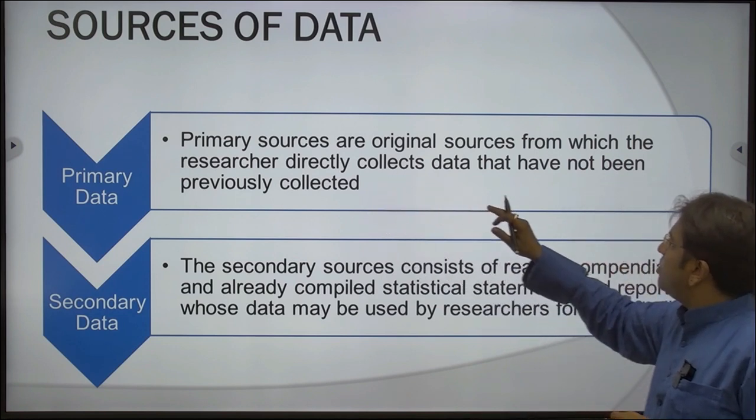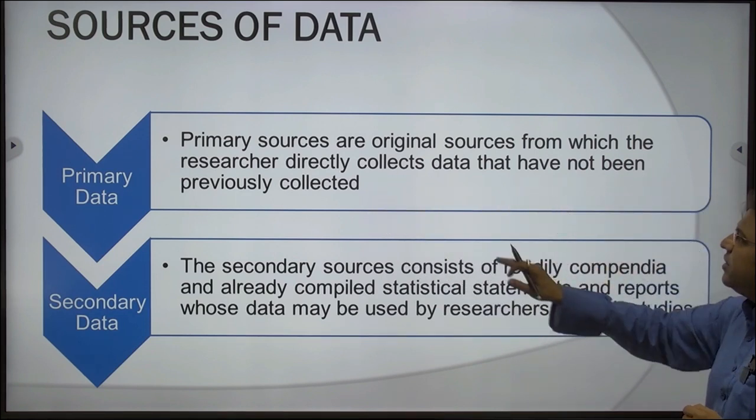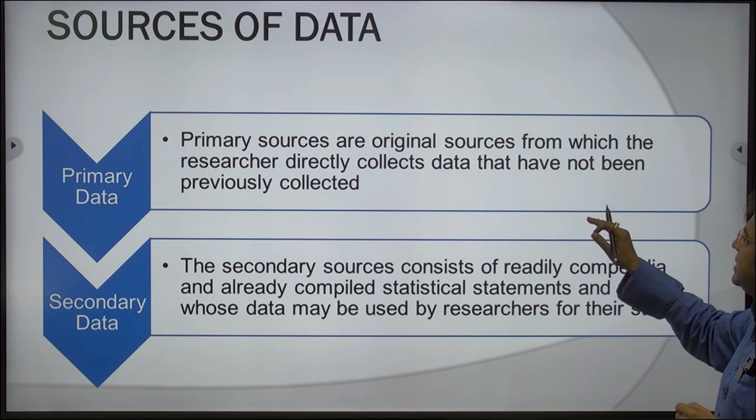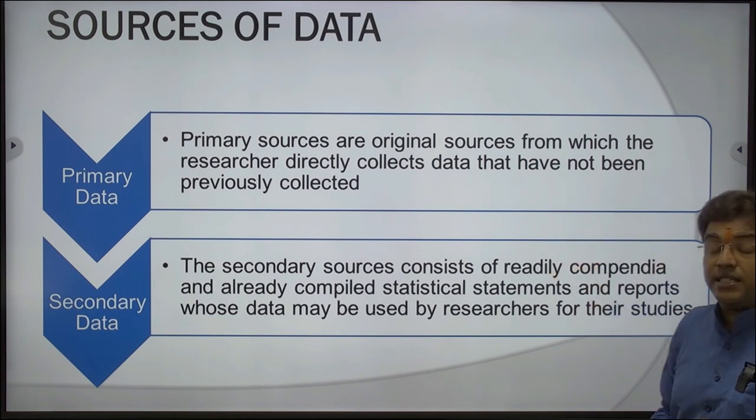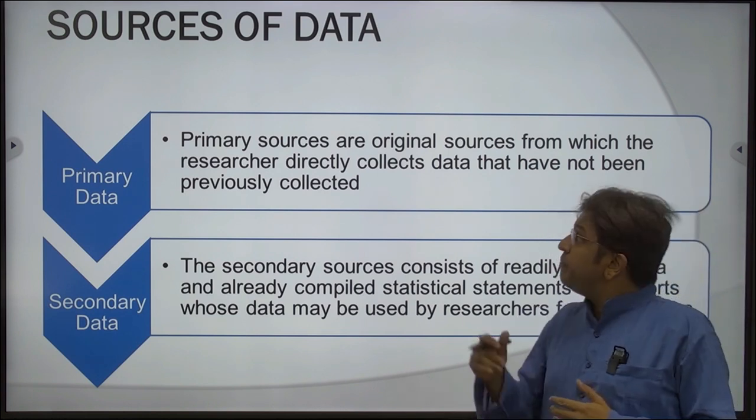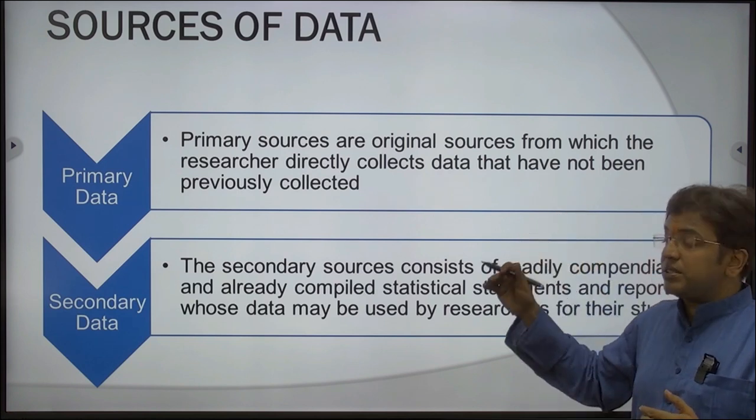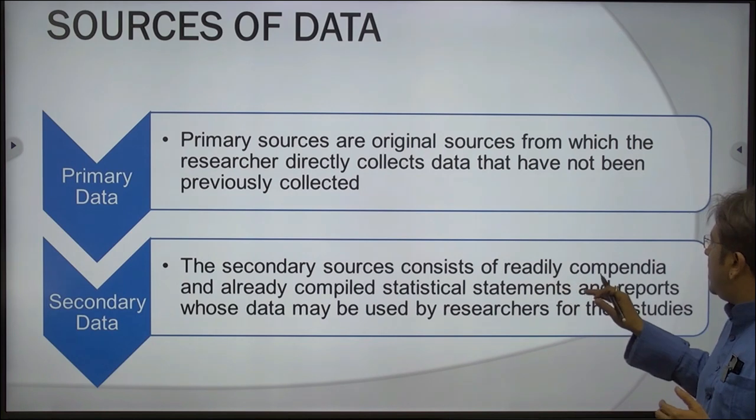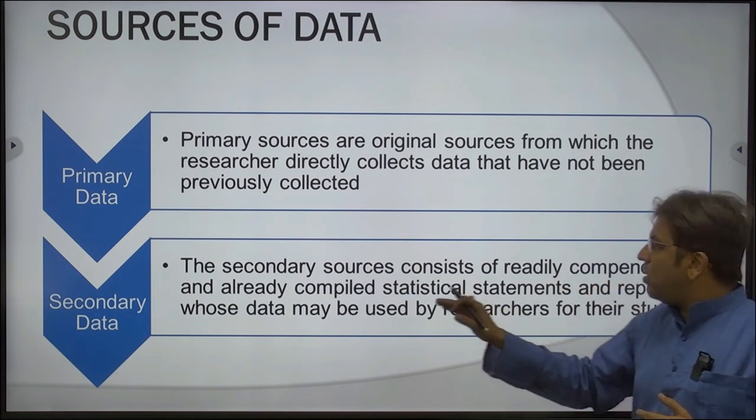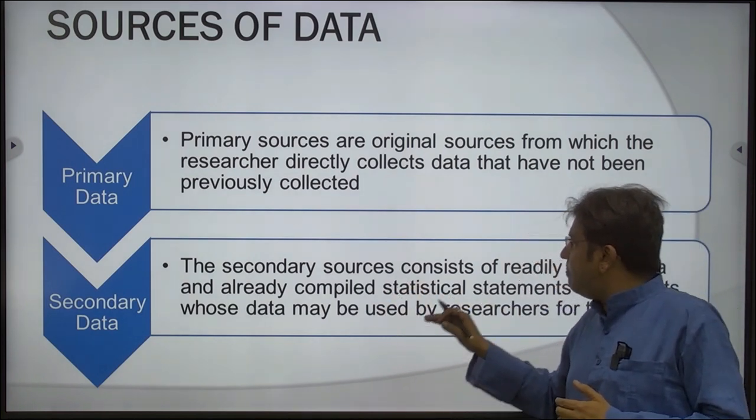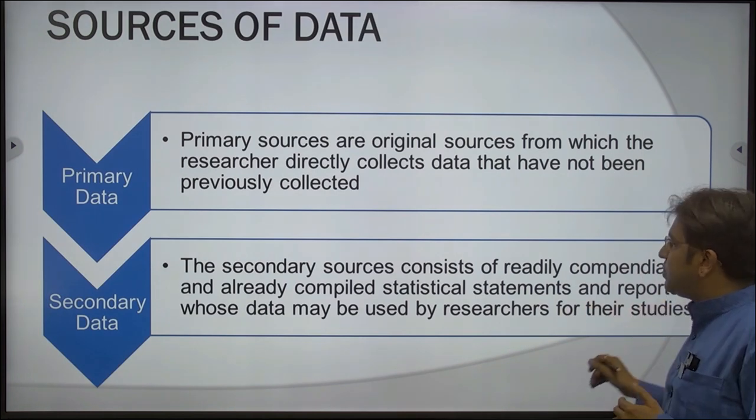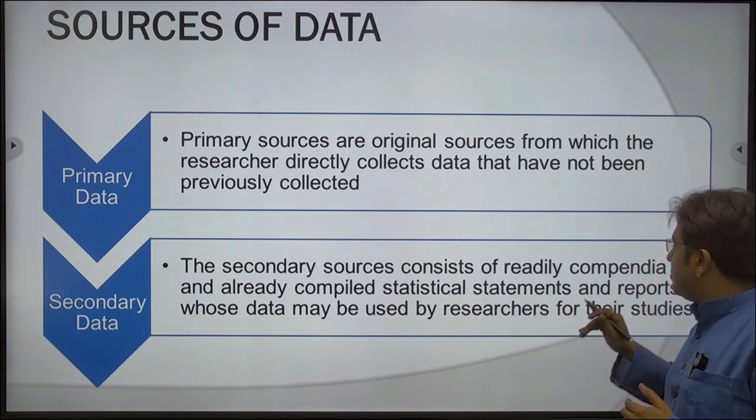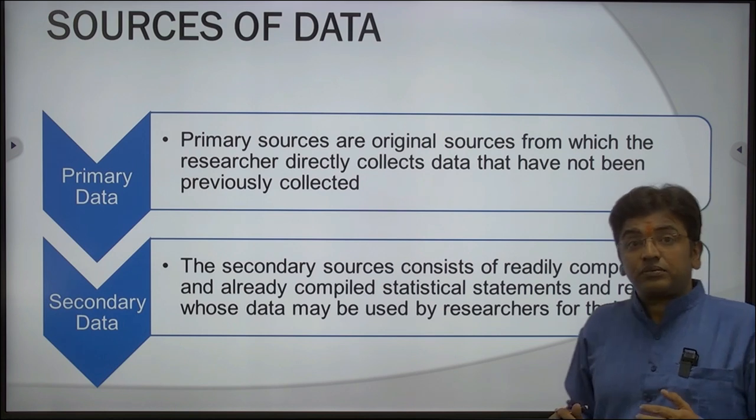Primary sources are original sources from which the researcher directly collects data that have not been previously collected, means it is a first-time source, an original source. Then secondary data: the secondary source consists of readily available compendia and already compiled statistical statements and reports whose data may be used by researchers for their studies.